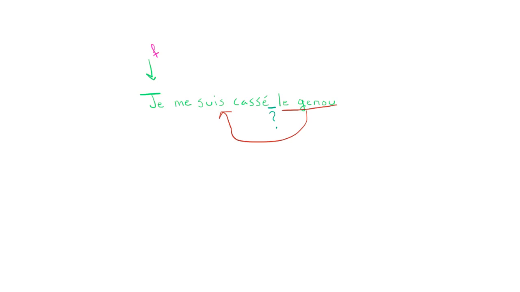Also, I can't remember if I clarified this already, but basically, you're going to say le genou, not mon genou. If you say mon genou, I mean, you've already said je me suis. You've already let everyone know it's me. So you don't have to say it again, like je me suis cassé mon genou. You've already let everyone know, no, it's je me suis.